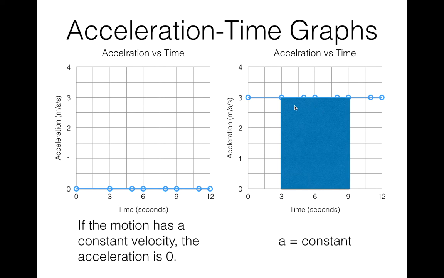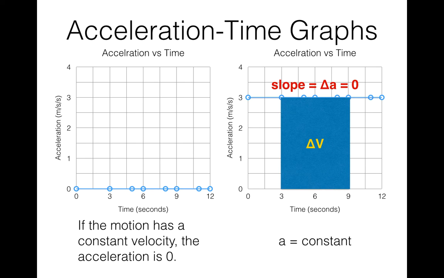So the area under an AT graph will actually give you the concept of a change in velocity, something that we showed on the last graph as just going from one point in the graph to another. But the area under this acceleration time graph will calculate that change in velocity for you. Because it's acceleration versus time, that's what that area under the curve gives you.